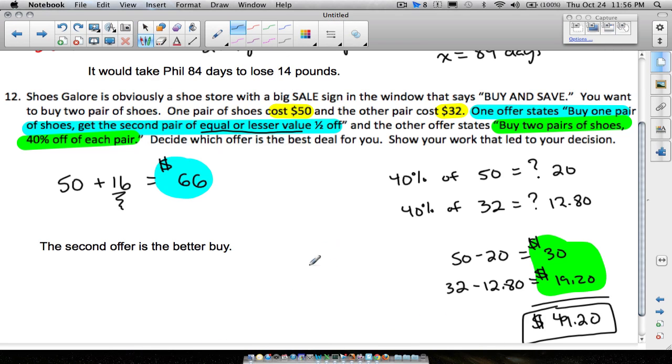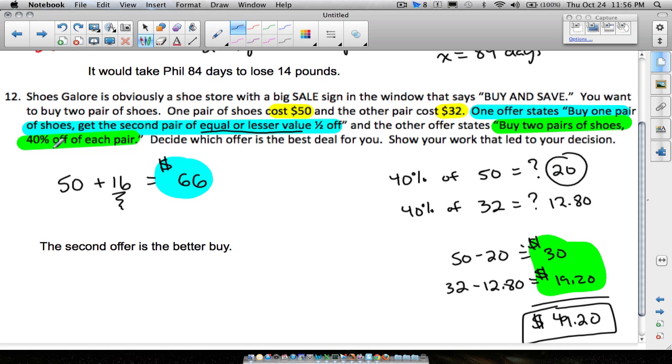But again, showing your work here, you pay 50 bucks for the first pair. But this offer, the first offer says you buy one pair at 50 bucks, you get the second pair half off. That's where that 16 came from, because that's half of 32. Be careful with this one. A lot of folks will find 40% of 50 and say, hey, we're paying $20 for the pair of shoes. That is not right.